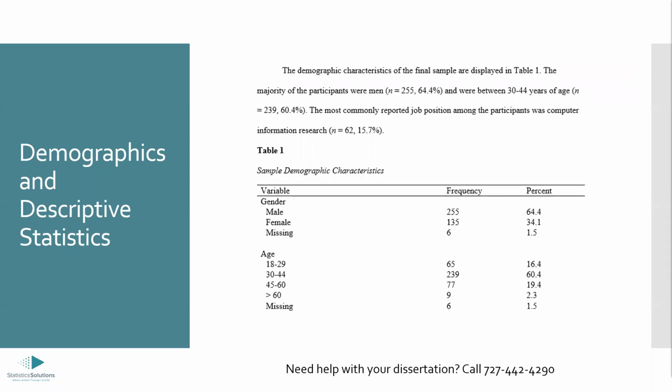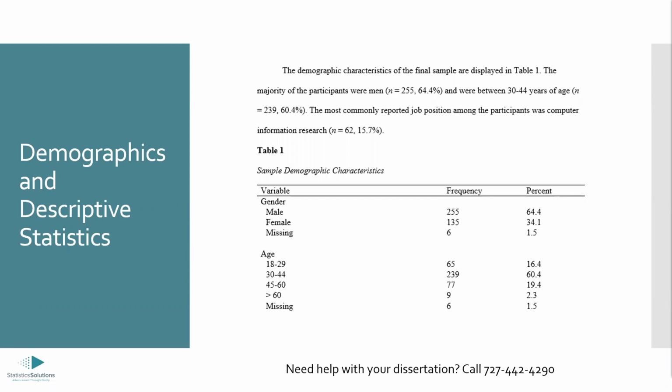So here's some examples of how you might present your descriptive statistics. So here we have demographic characteristics that we're presenting for some categorical variables like gender and age groups. And so we have some narrative to describe our table, and our table just presents those frequencies and percentages for each of the categories for each variable.